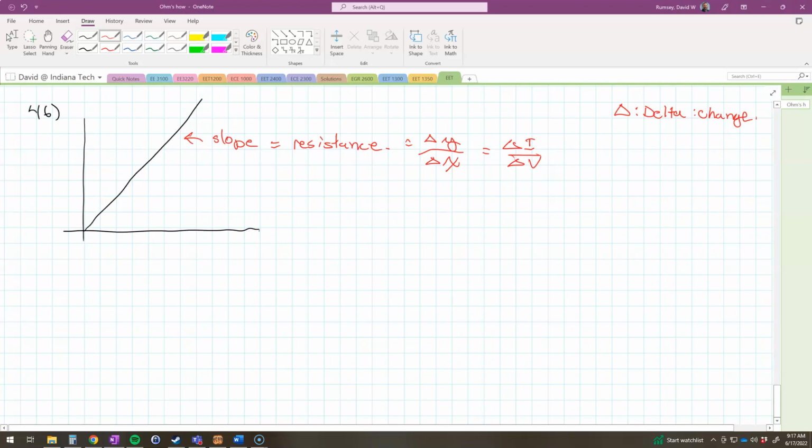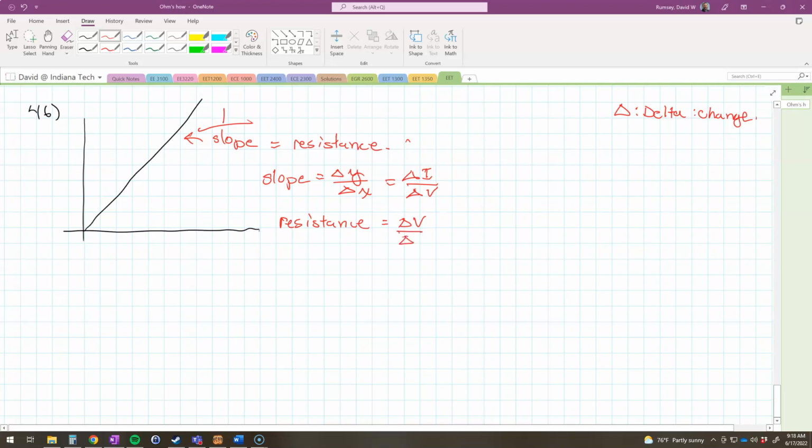And actually, I'm sorry, it's not that the slope equals the resistance. I was looking at the wrong thing here. It's 1 divided by the slope equals the resistance. So the slope is equal to the change in y over the change in x, which is the change in current over the change in voltage. So the resistance is the change in voltage over the change in current.